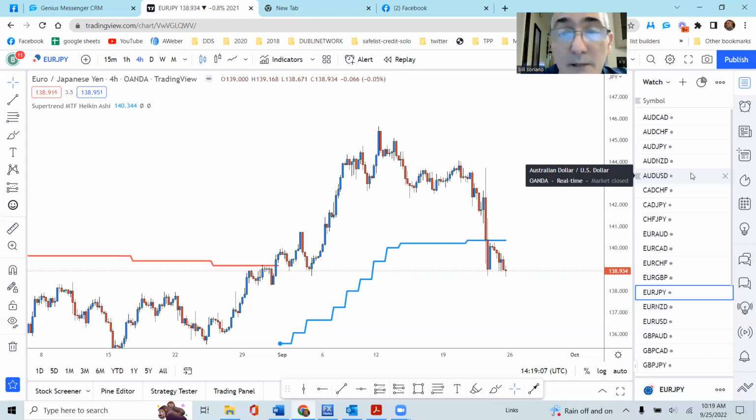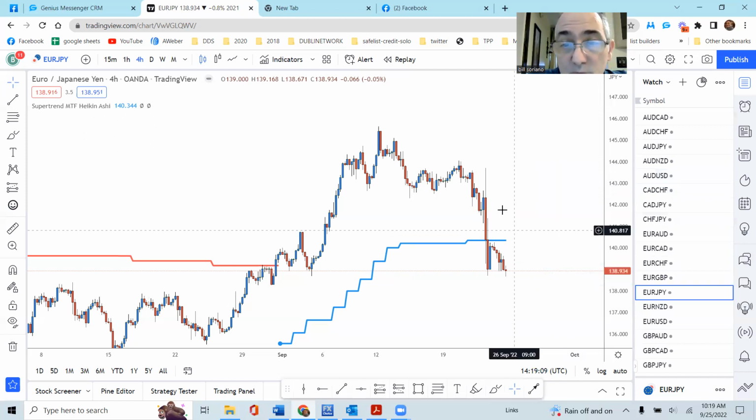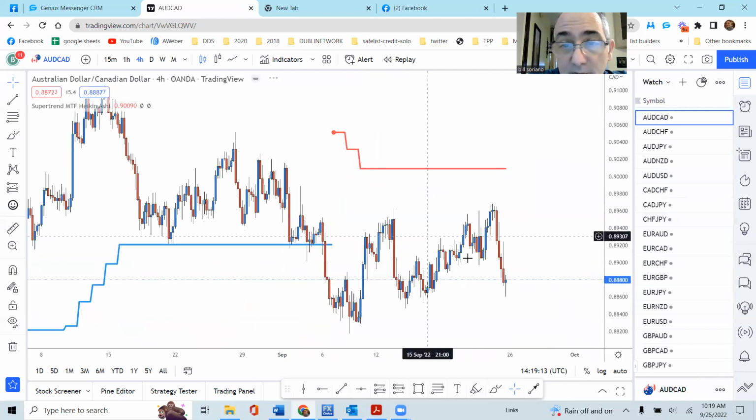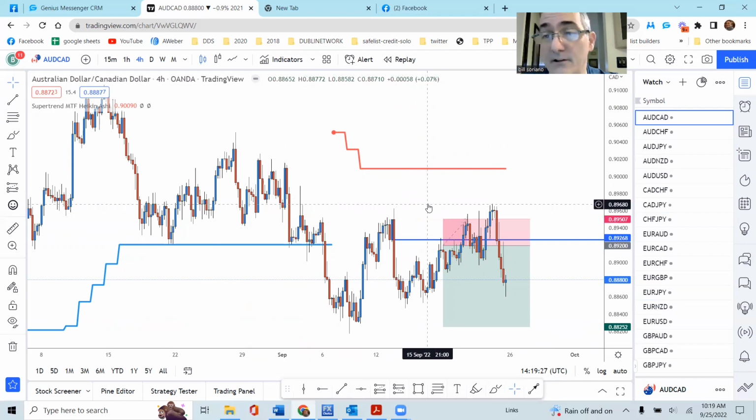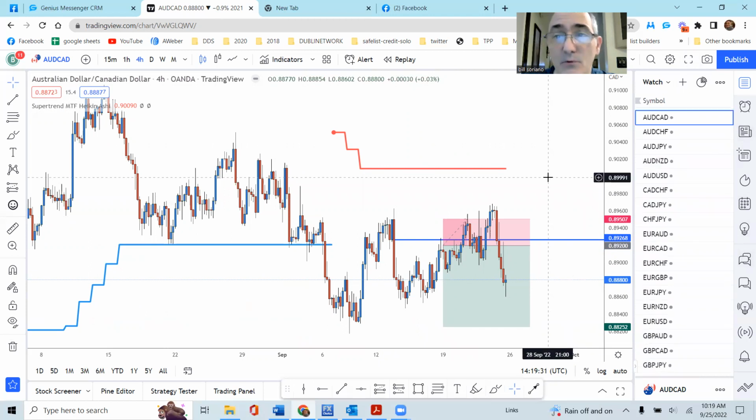So I look for 4-hour banker candles. Now, what I do is once I identify a 4-hour banker candle, then I set an alarm. Right here on this particular chart, AUD CAD, there was an alarm set on this 4-hour banker candle. Once I do that, I go through all the pairs, all 28 pairs that I have on here. I think there's 28, might be 29.